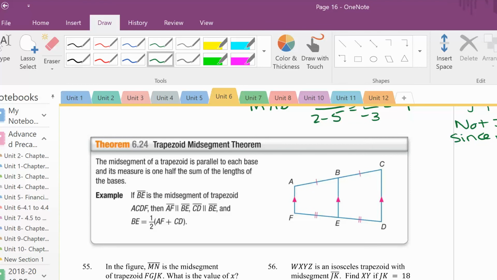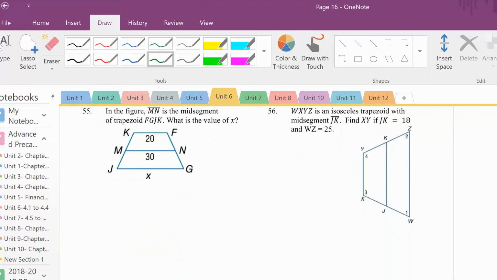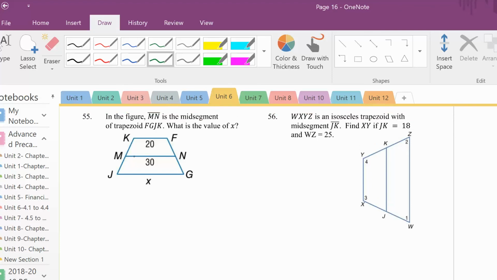All right, the midsegment of a trapezoid, as we said, connects the midpoints of the legs, and the midsegment is half the sum of the bases. So here, if I'm trying to find x, and I'm given that MN is the midsegment, then MN is equal to 1/2 the sum of the bases, which would be KF plus JG. So it's basically that 30 is equal to 1/2 of 20 plus x.